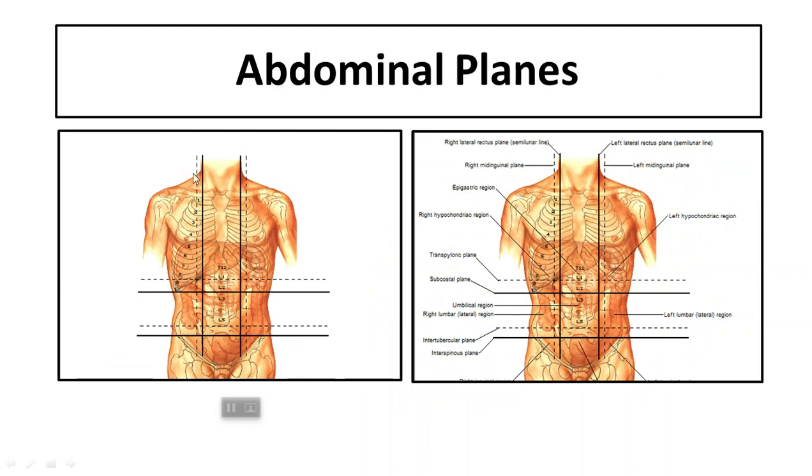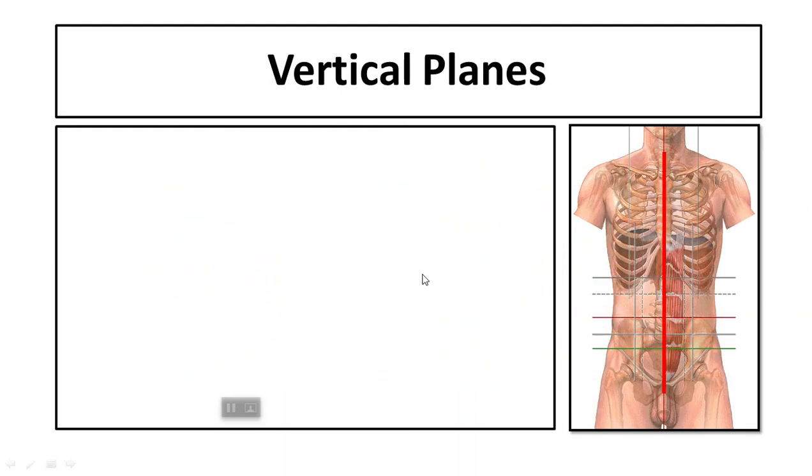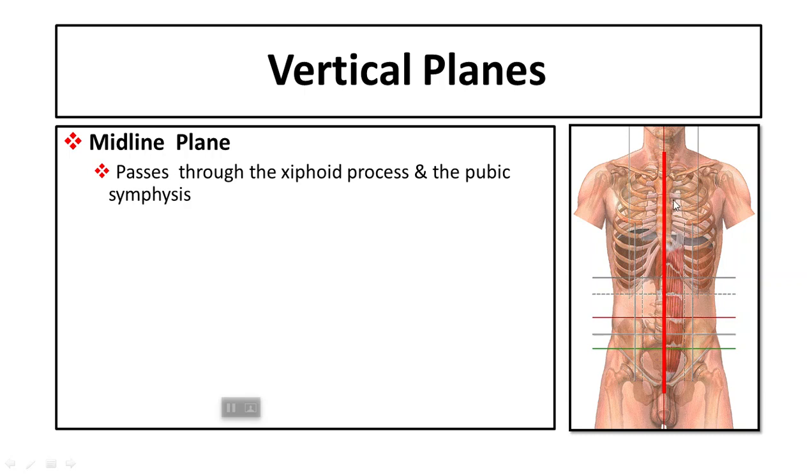Abdominal planes, these are imaginary planes. Imaginary planes are used in practice to describe the position of the abdominal organ or vessel. From these planes, we have vertical planes. First of all, the midline plane. Midline plane passes through the xiphoid process of the sternum and the pubic symphysis.